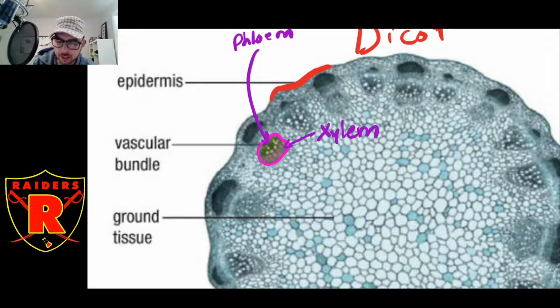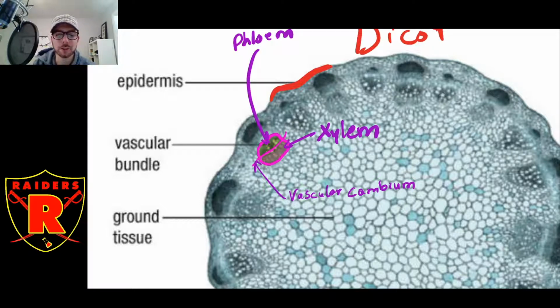In dicots, there's a layer in between those two layers, and it's really hard to see on this one. We're going to be looking at a better diagram for this later, but there is a little layer that runs right through the center here. That layer in the middle is called vascular cambium. Vascular cambium is the layer that produces new layers of xylem and phloem.